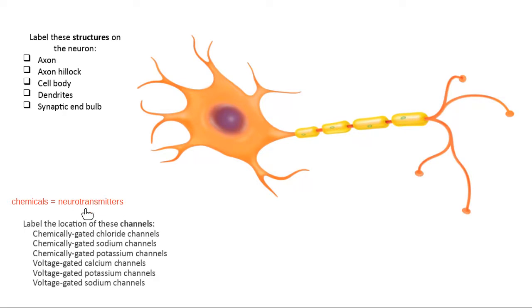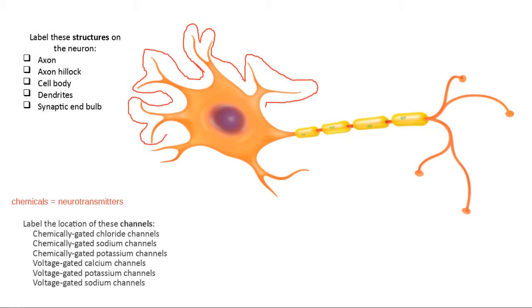Which part of a neuron is the receiving part of a neuron? Where do we have neurotransmitters? Yeah, exactly. The place on a neuron where we have neurotransmitters is the part called the dendrites. So the dendrites are all of these little branches that we see here coming off the part of the neuron called the cell body. I'm outlining them all here in red. My dendrites are the location of all of my chemically gated channels.